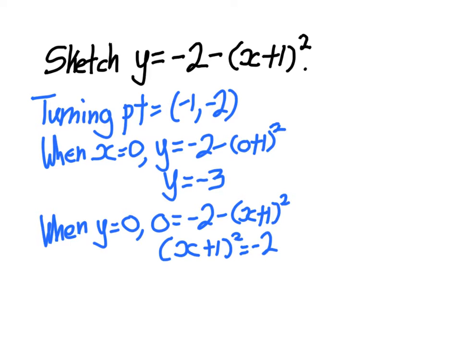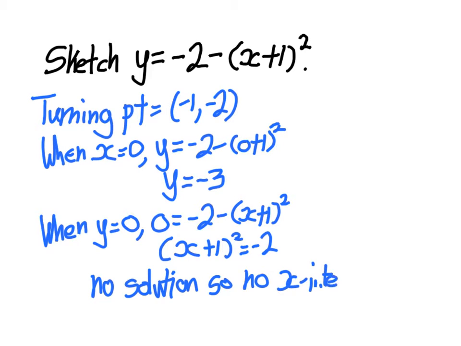Okay, please take note, in this case, you cannot take square root to find the value of x, because anything square must be positive and the least value is 0. So in this case, there is no solution, which means there is actually no x-intercept. So what does that mean? It means that you will only have the turning point and the y-intercept to use to determine the shape of the curve.